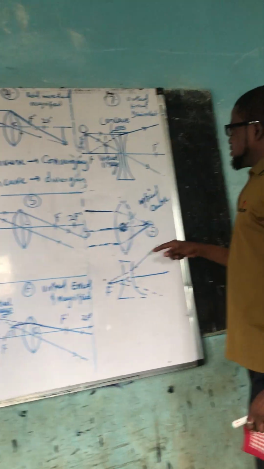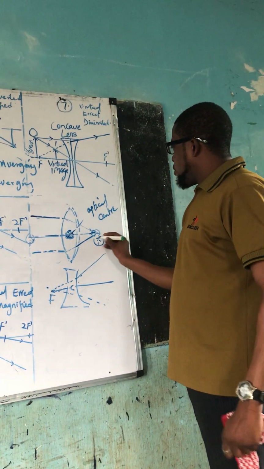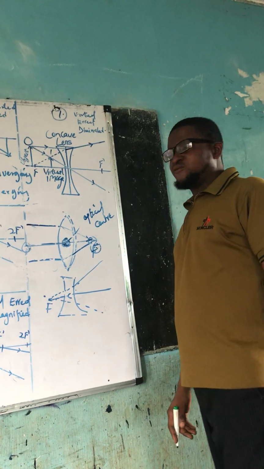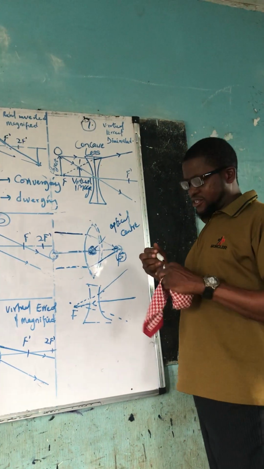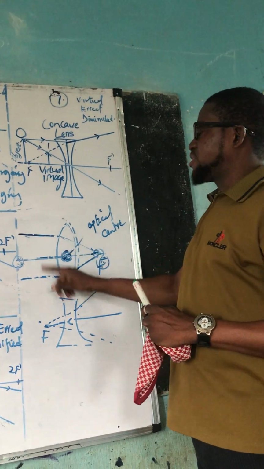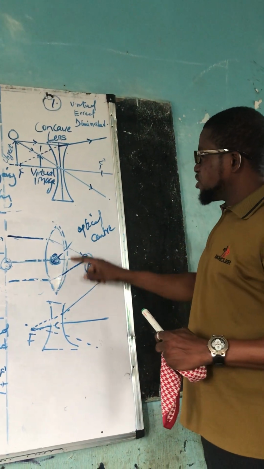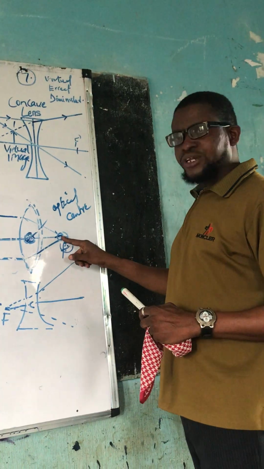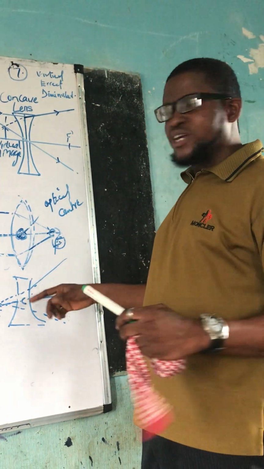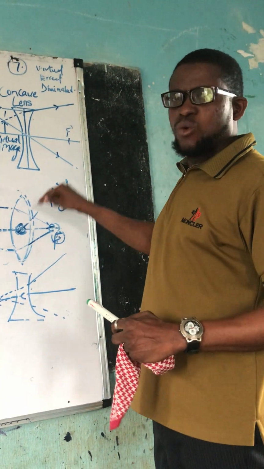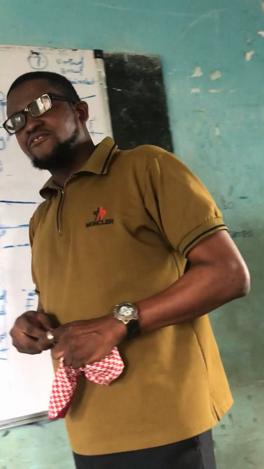Like we are saying, principal focus. This is a point called principal focus from a converging lens. You can see that these are three parallel rays. When they pass through this lens, they meet at this point. A point at which parallel rays meet after passing through a converging lens is called principal focus.